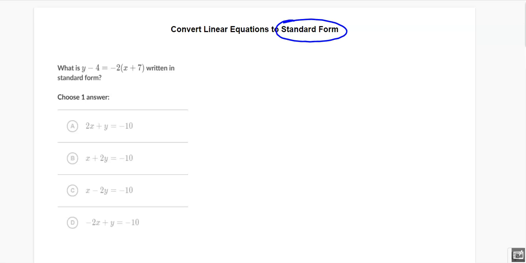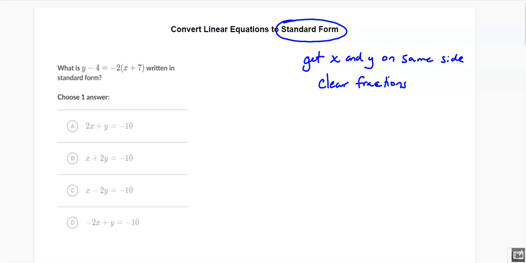So the big thing about standard form is that we need to get x and y on the same side of the equal sign. And then we also need to make sure that we clear the fractions out. So we're going to get rid of fractions and clear those if necessary. On the first one, I don't see any fractions to clear, but we do need to get x and y on the same side.